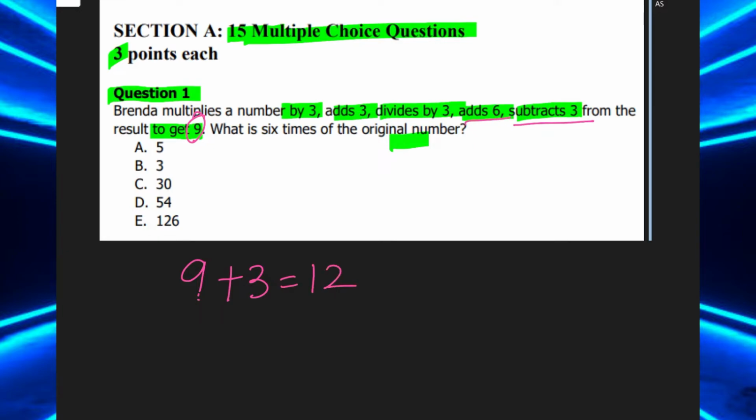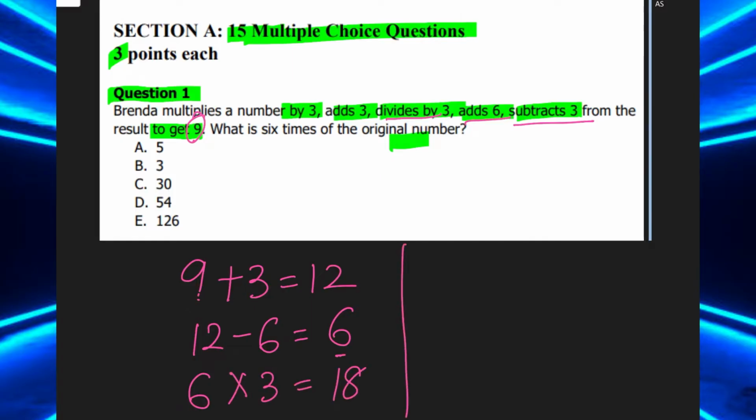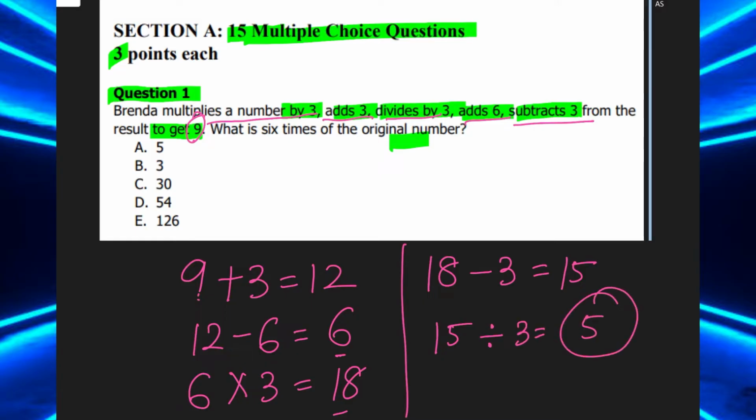Before that, she added 6, but going backward, we will deduct 6. That's 6 divided by 3. That means we'll take our previous answer and multiply by 3, 18. She adds 3, so we'll take our previous answer and take away 3, which is 15. And before that she multiplies a number by 3, so we will divide our number by 3. Our answer is 5. So 5 was the original number that she started with.